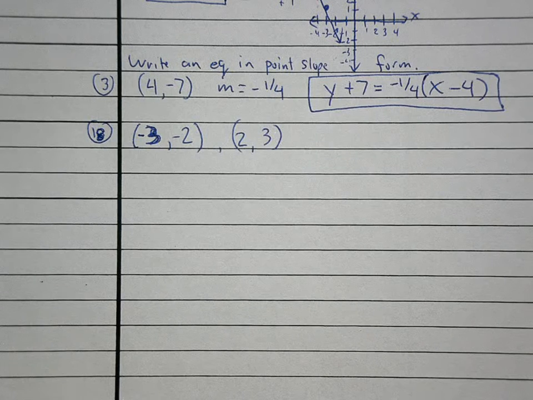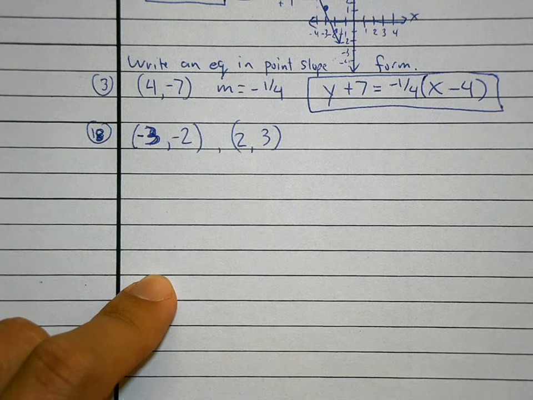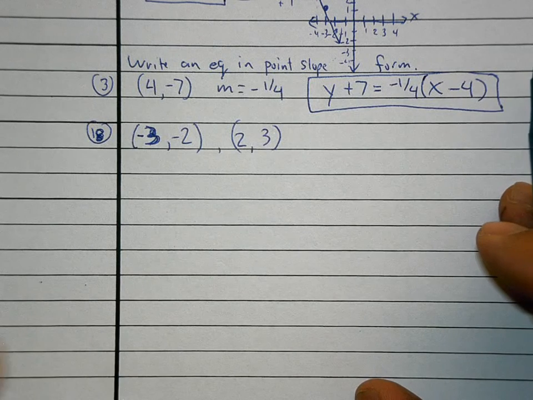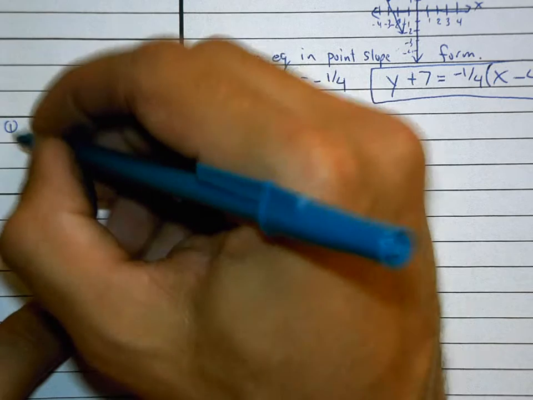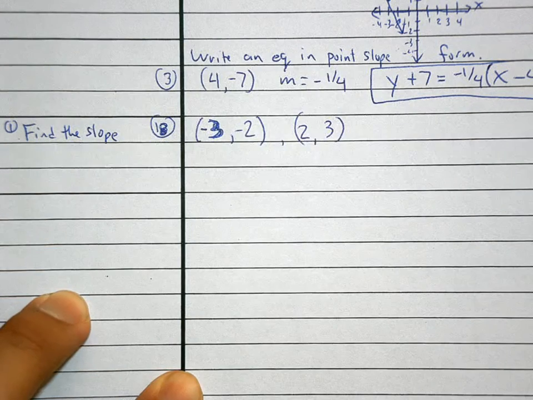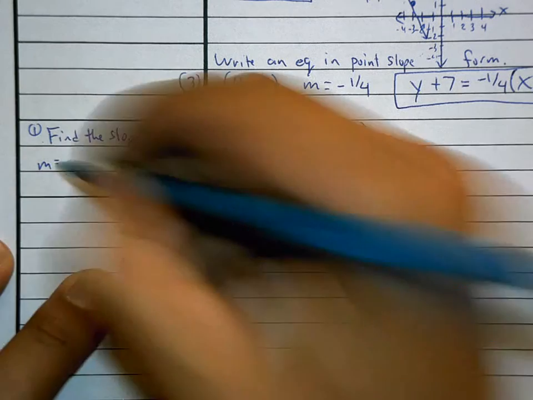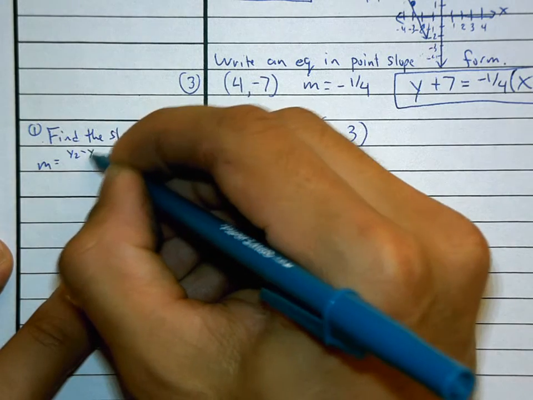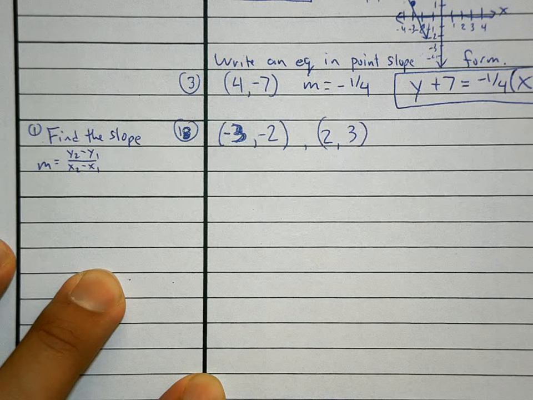So here's what we're going to have to do. I'm going to say write an equation in point-slope form, but instead of me giving you a slope and a point, I just give you 2 points. So you're going to have to figure out what the slope is. That's step number 1. Let me put over here step number 1. You're going to need to find the slope. If you forget how to find the slope, I'll write down the formula for you. M is equal to y2 minus y1 over x2 minus x1. The y's over the x's. The rise over the run.